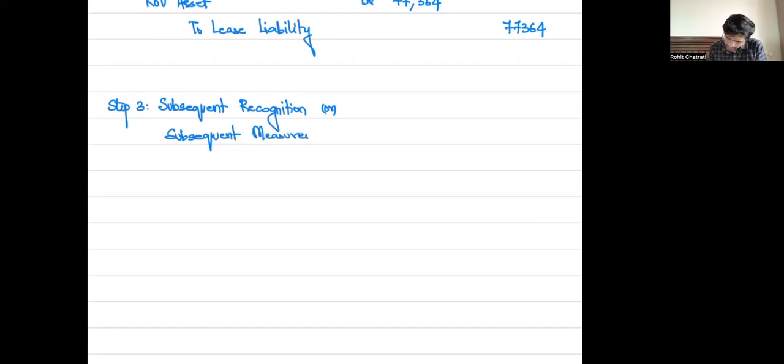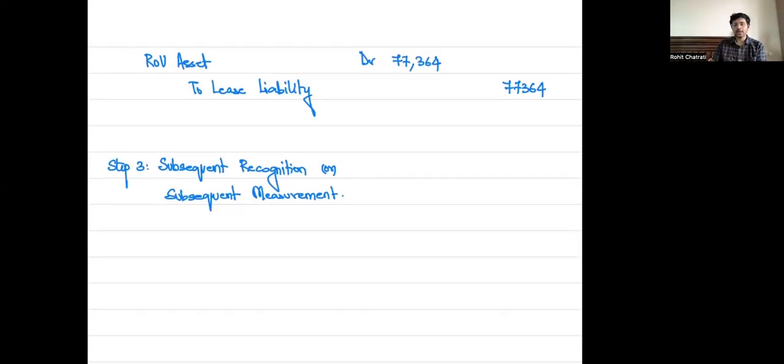Now let's move on to subsequent recognition. I'm plotting it as step number 3, which is subsequent recognition or subsequent measurement. Now on day 1, lessee has recognized one asset called the right of use asset and the other is called lease liability. Under subsequent measurement, we are going to see how the ROU asset is recognized subsequently and how the lease liability is recognized subsequently.